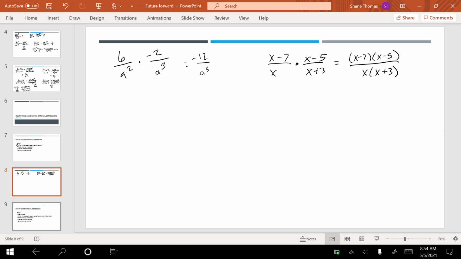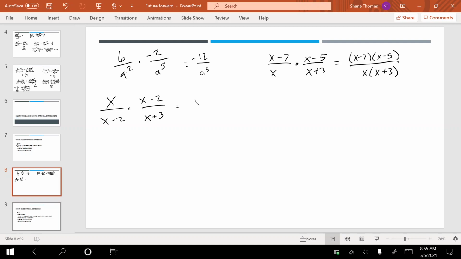Okay? Do one more of these easy types, and we'll step it up a little bit. x over x minus 2 times x minus 2 over x plus 3. Now here, 4 spots. Is there anything to factor? No, there's nothing to factor at all.